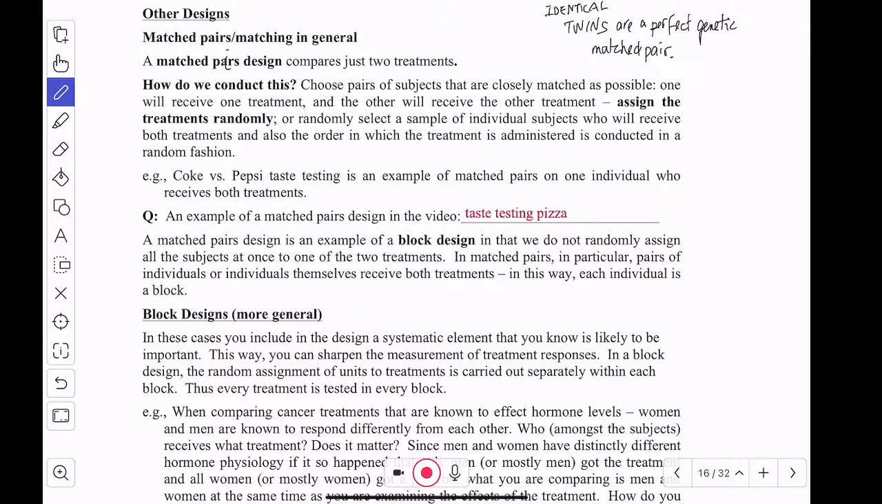All right, so another classic study of matched pairs, and it looks quite different, but the classic example is the Coke versus Pepsi taste testing, known as the Pepsi Challenge.